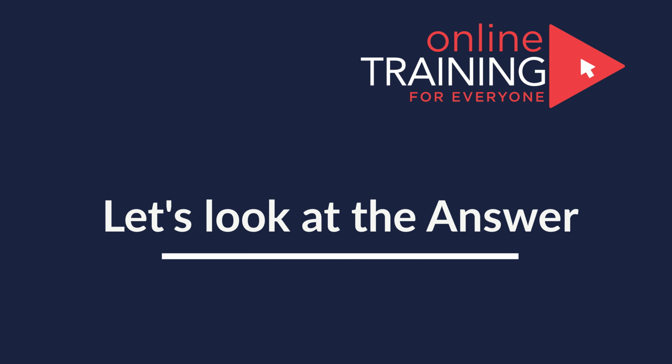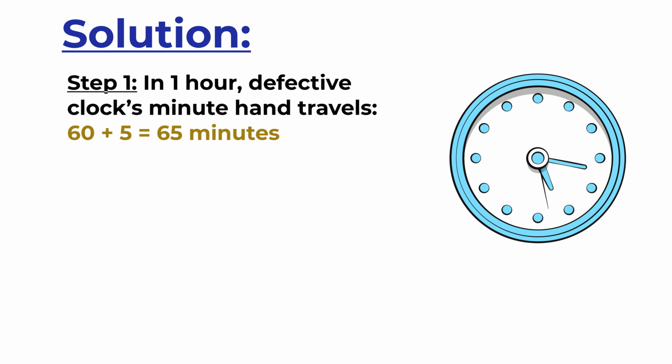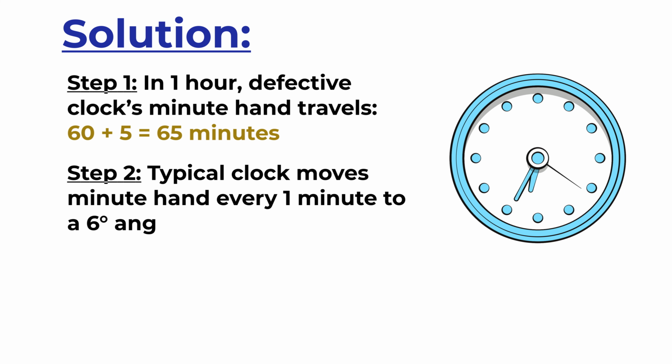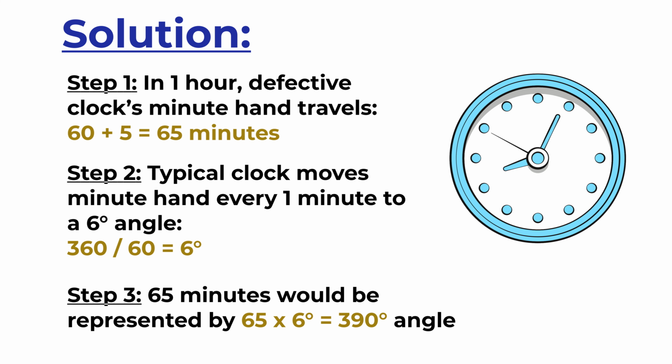To solve this challenge, we need to emphasize the fact that the defective clock gains 5 minutes every hour, which means that in 1 hour, the defective clock's minute hand travels 65 minutes, which is calculated as 60 minutes for 1 hour plus 5 extra minutes. A typical clock moves the minute hand every 1 minute, and it moves it by a 6-degree angle, which is calculated as 360 degrees divided by 60 minutes, which equals 6 degrees, which means that the 65-minute angle would be represented by 65 multiplied by 6, which would be equal to a 390-degree angle.